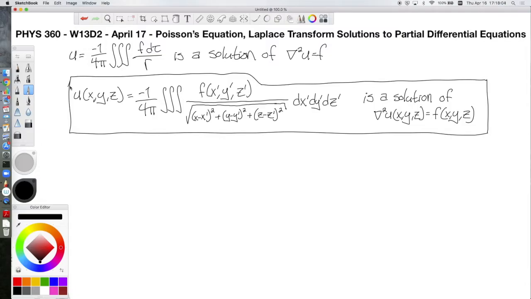So I want to clarify the difference between x, y, z and x prime, y prime, and z prime here. X, y, and z specify the location of point P. Basically, at what point do you want to know the gravitational potential or the electric potential? X prime, y prime, and z prime refer to points within our mass distribution. So integrating over dx prime, dy prime, dz prime means we integrate over our entire mass distribution.